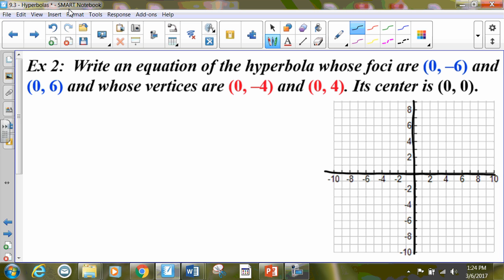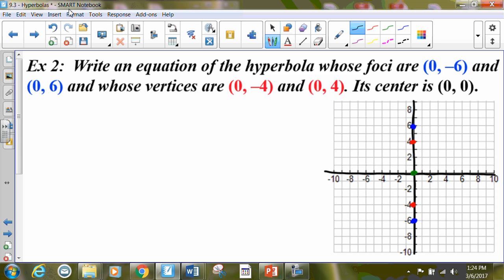Okay. So my foci, I'm going to do that in blue. 0, negative 6, and 0, 6. I wonder who's going to go first, x squared or y squared? Okay, some of you said the right answer, so we'll wait a second. And the vertices are 0, negative 4, and 0, 4. And its center, of course, is the origin. Is this a standing up hyperbola or a lying down hyperbola? It's standing up, so it hugs the y-axis. So who comes first? Y squared.